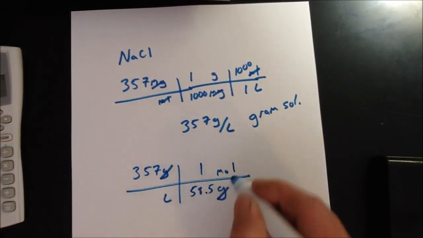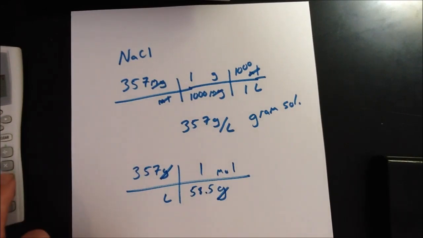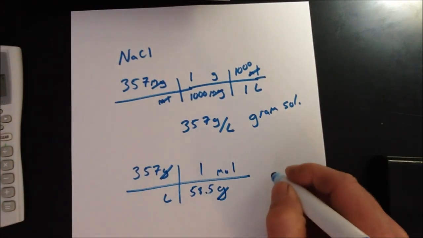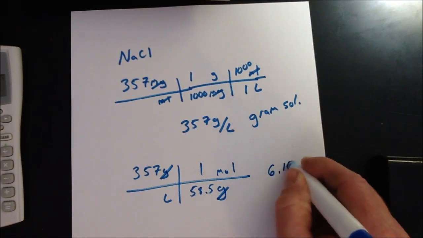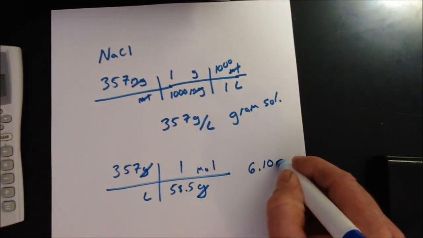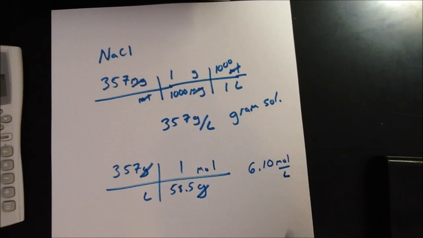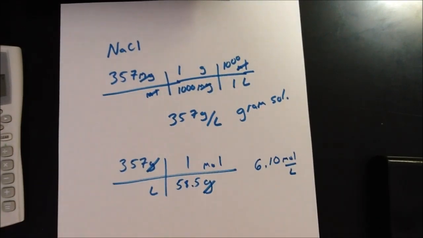And now I'm going to have a mole to liter ratio. Once I divide that out, 357 times 1 divided by 58.5, I end up with 6.10 moles per liter. Now, if you've seen that moles per liter before, you might be tempted to call this molarity, but when we're talking about the solid salt, we actually leave that as moles per liter.